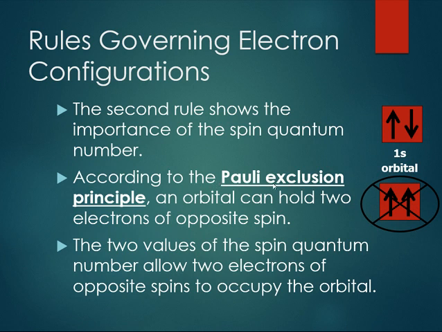According to the Pauli exclusion principle, an orbital can hold 2 electrons. That's fine, they both have 2 electrons, but they have to have opposite spin. One needs to be up and one needs to be down. So this orbital with 2 up spin electrons is not possible.